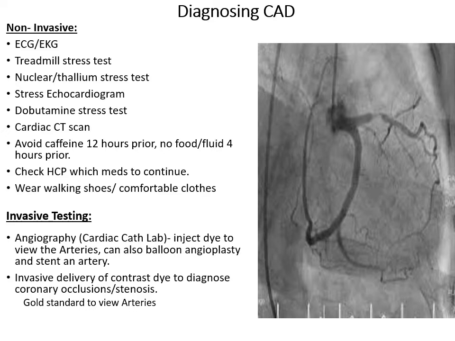You can bleed from the site of the puncture at your wrist or your groin. You can get blood collections there called hematomas. You can get heart arrhythmias because we're sending dye down the coronary arteries. So it's an invasive test compared to the other ones.